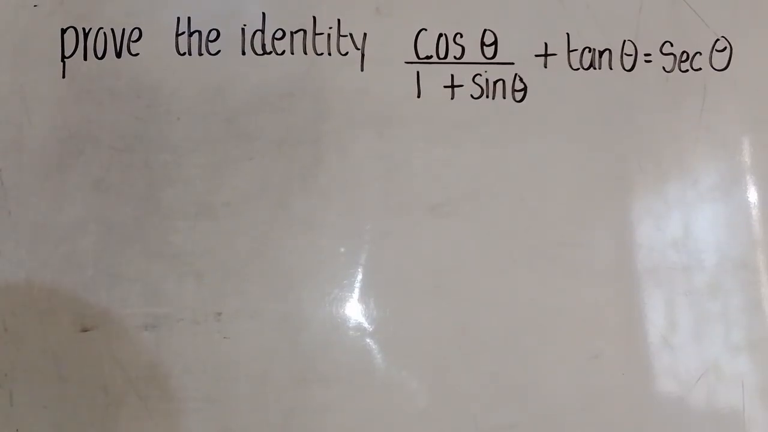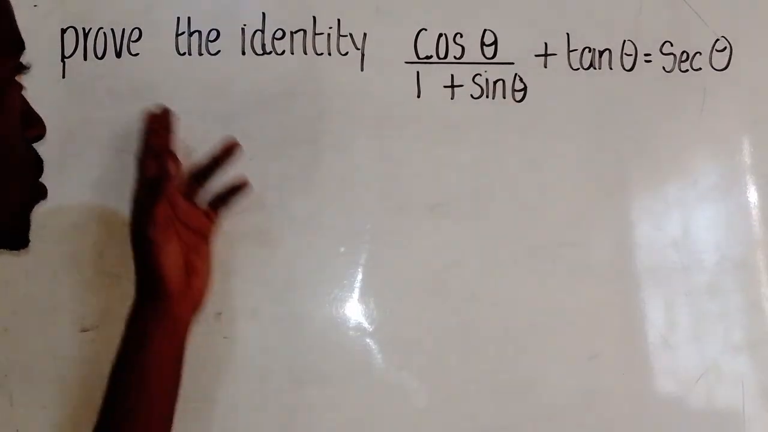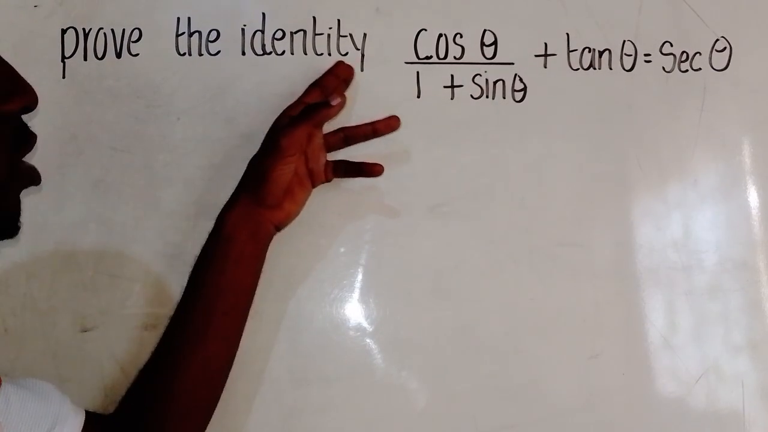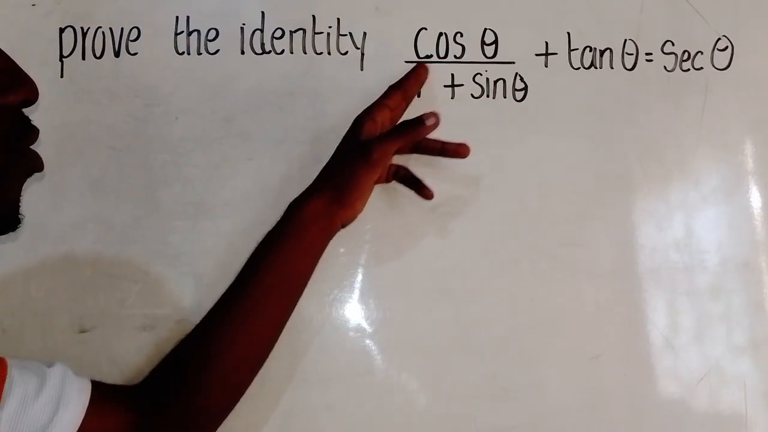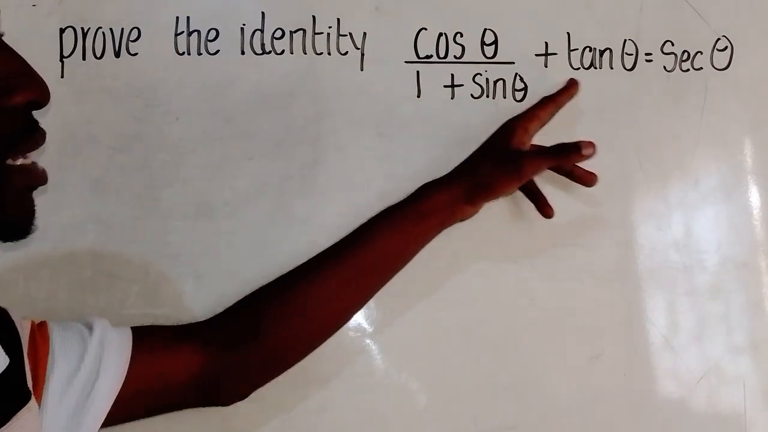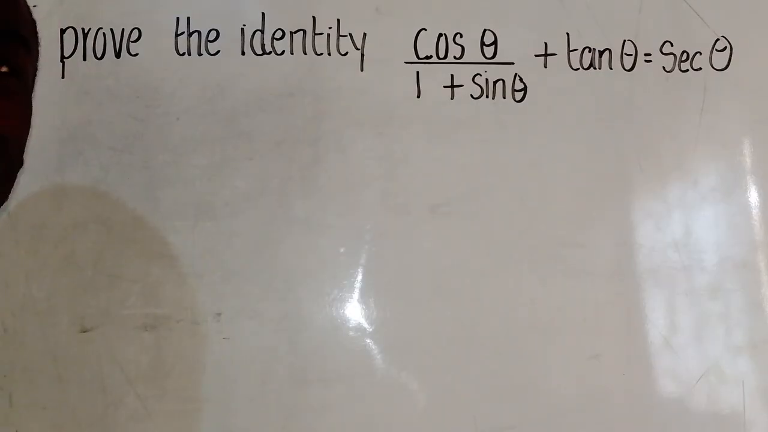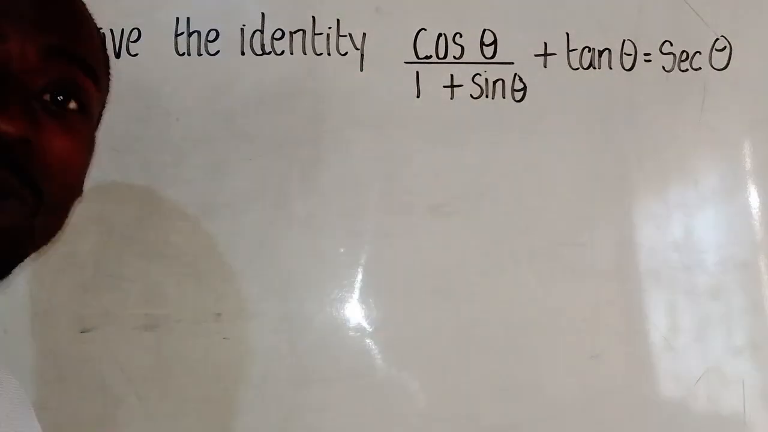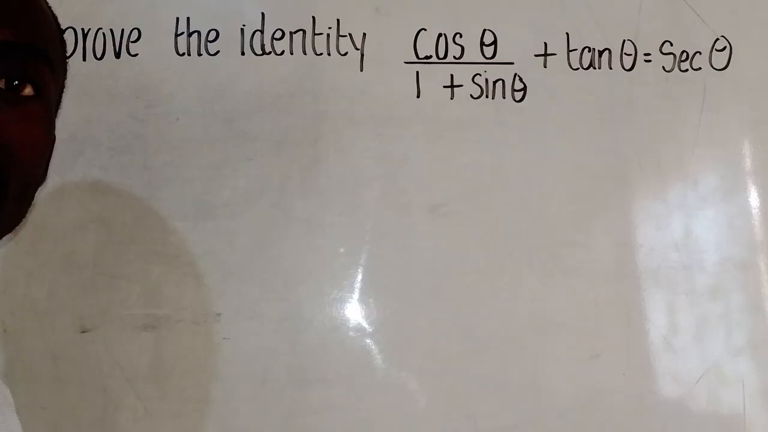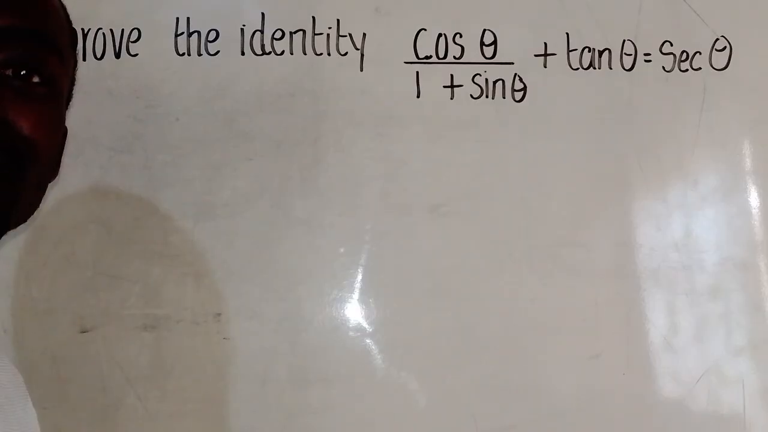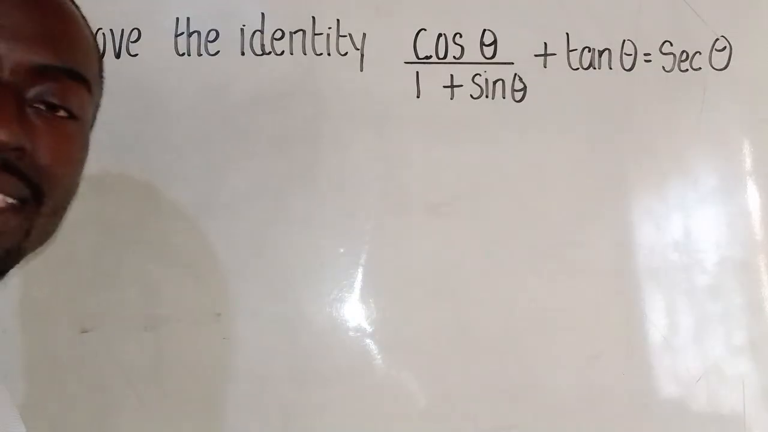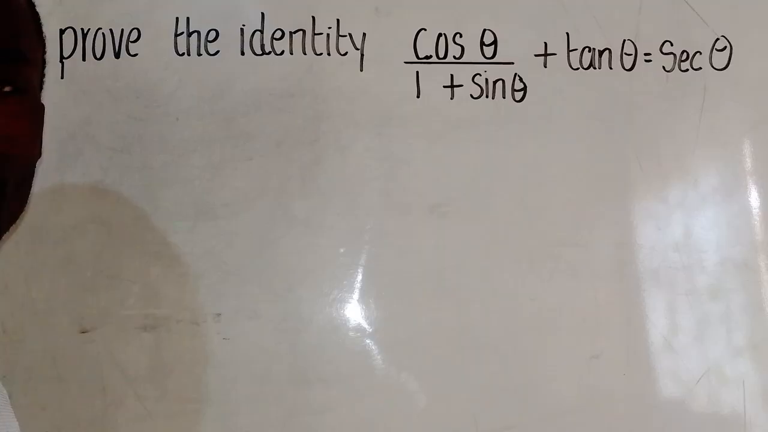So we have a mathematics question that says prove the identity. You're given cos theta over 1 plus sin theta plus tan theta equal to sec theta. You need to understand that what you are seeing here, we call them trigonometric ratios. They help us to connect the lengths and the angles on the right angled triangle. But here they're saying prove the identity.